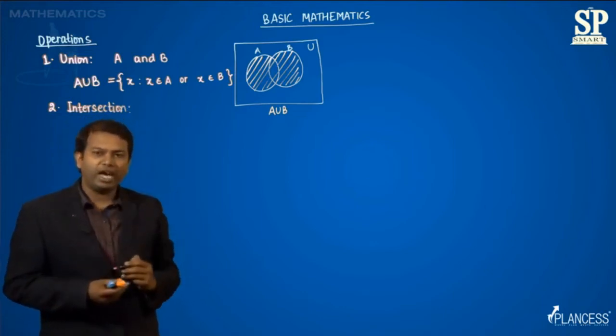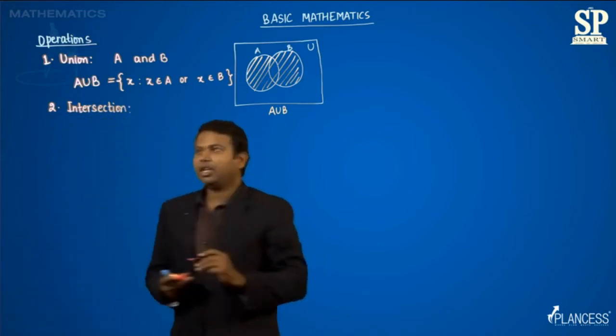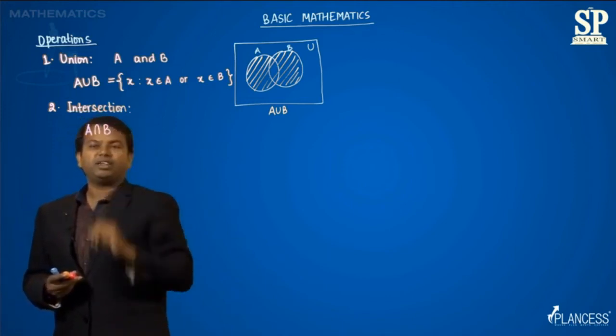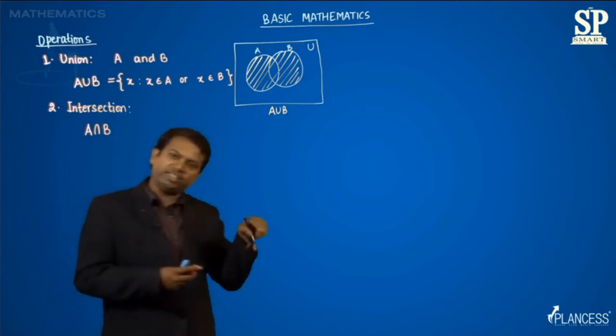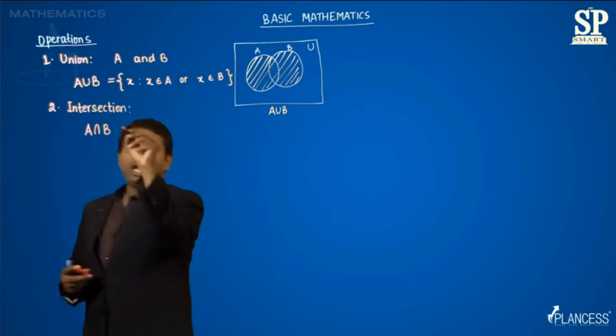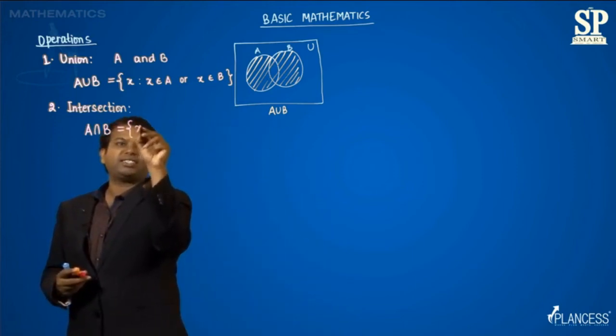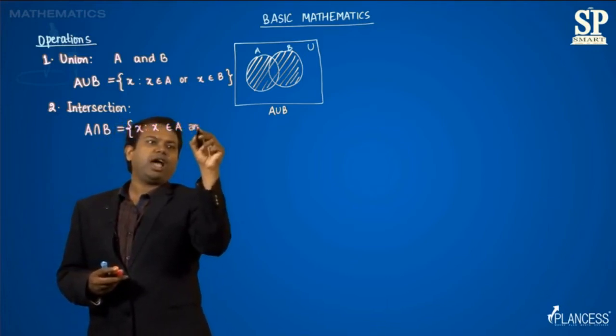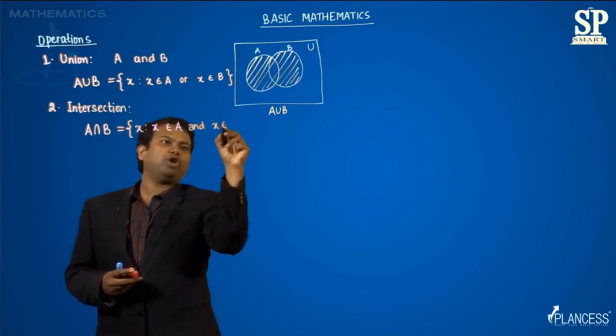If again we have two sets A and B, then the intersection of these two sets is represented as follows: A, and there is an inverted U, and it is defined as X such that X belongs to A and X belongs to B.